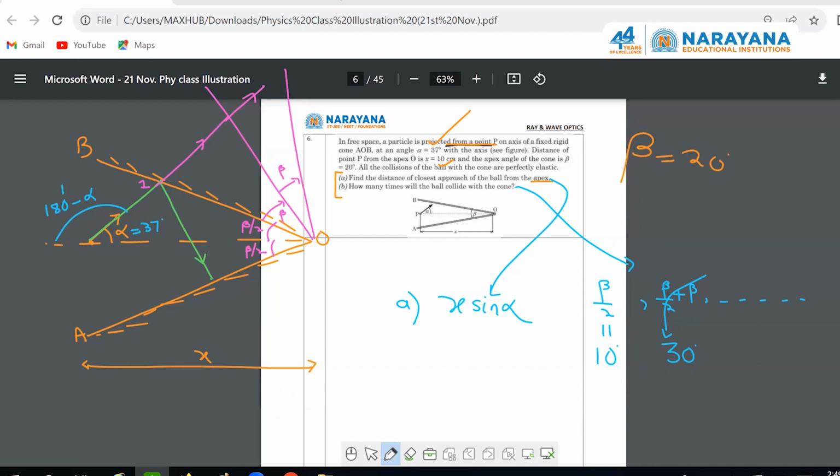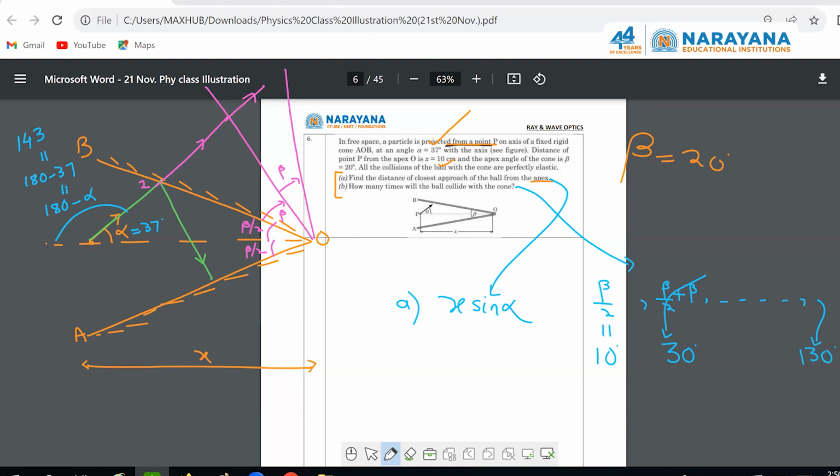This value is coming out as 180 minus 37. This is 143 degree, 143. And 30, then 50, 70, these things keep on happening. So 150 is one of them, and 130. So obviously, there will be an angle which is 130 degree.